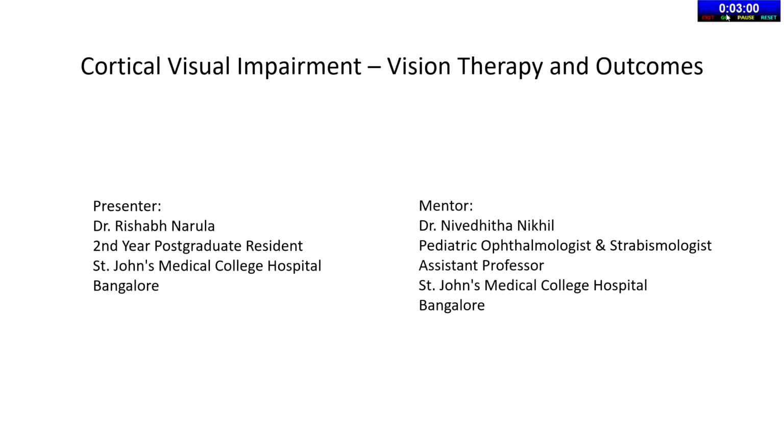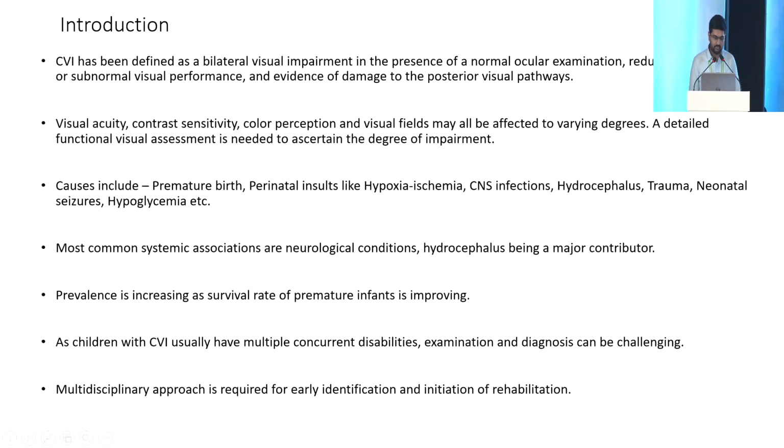Good evening, everyone. I will be presenting a case of cortical visual impairment. CVI has been defined as a bilateral visual impairment in the presence of a normal ocular examination, reduced visual acuity or subnormal visual performance, and evidence of damage to the posterior visual pathways. Visual acuity, contrast sensitivity, color perception, and visual fields may all be affected to varying degrees.